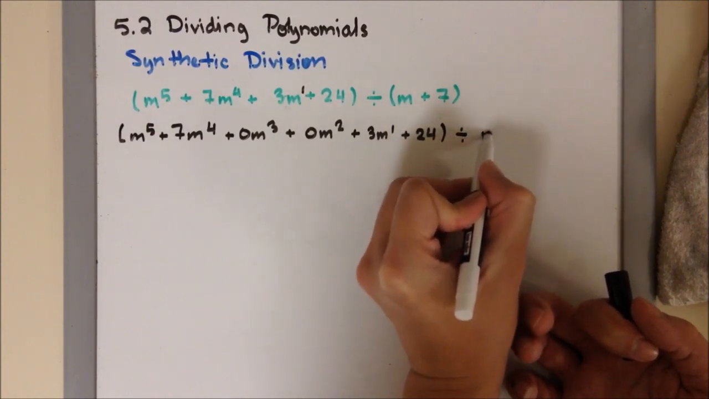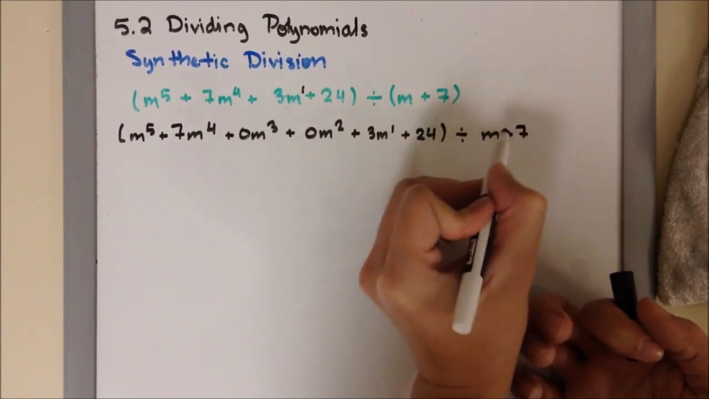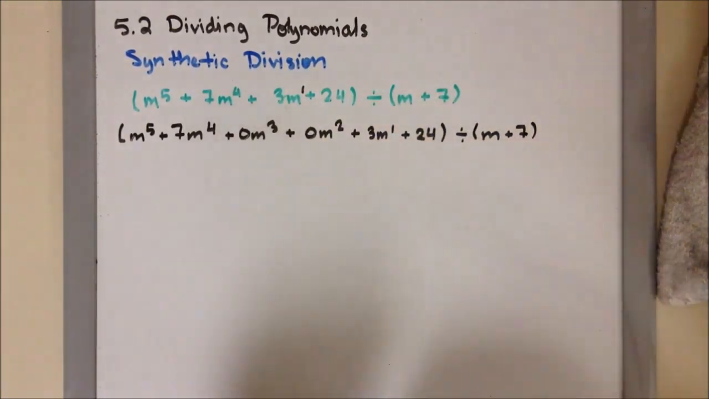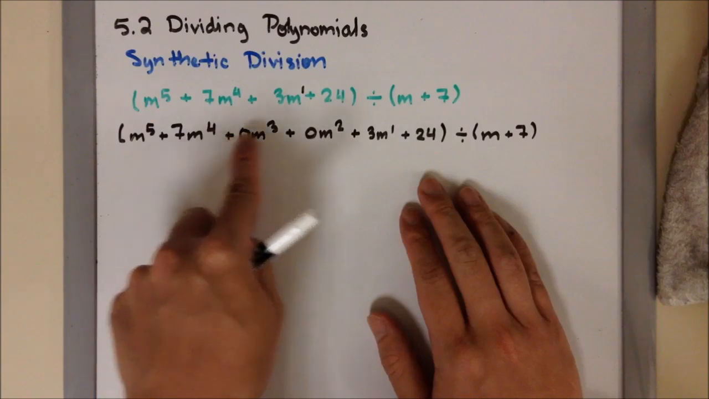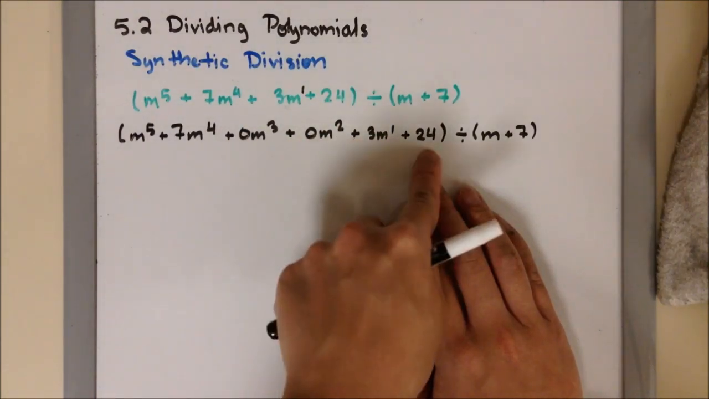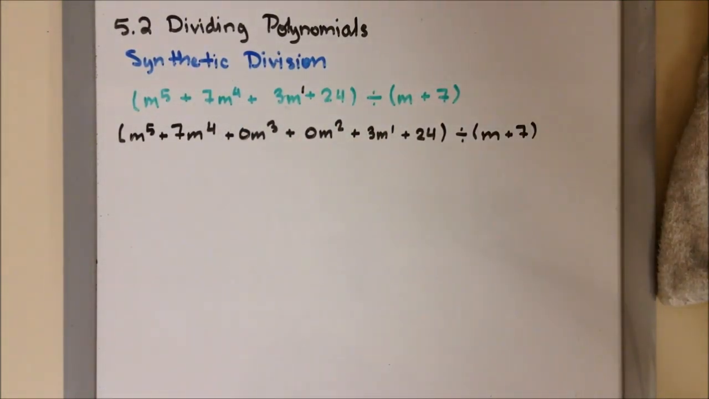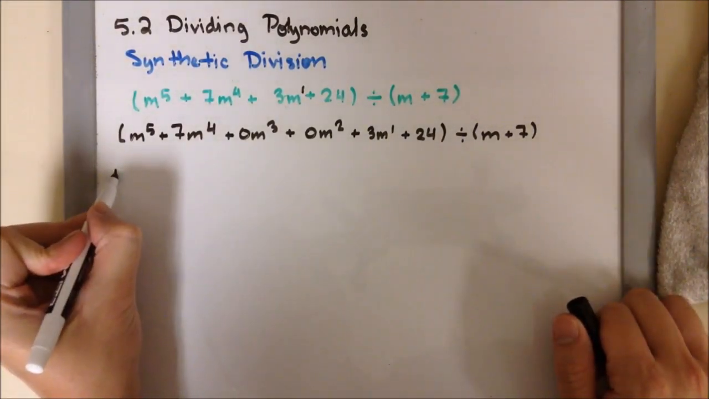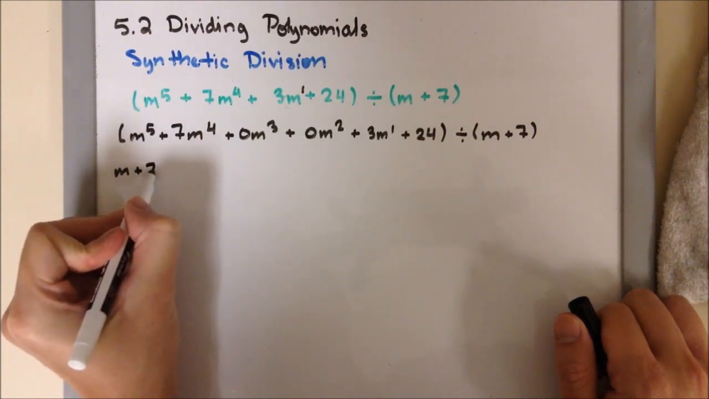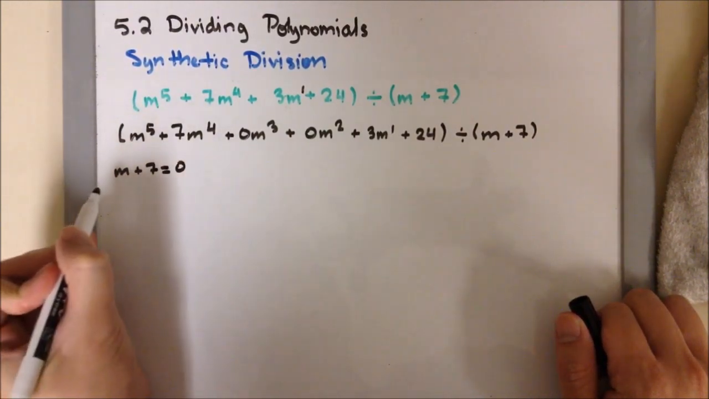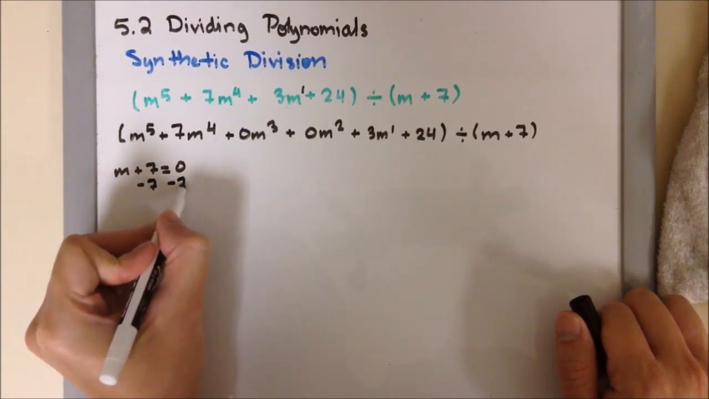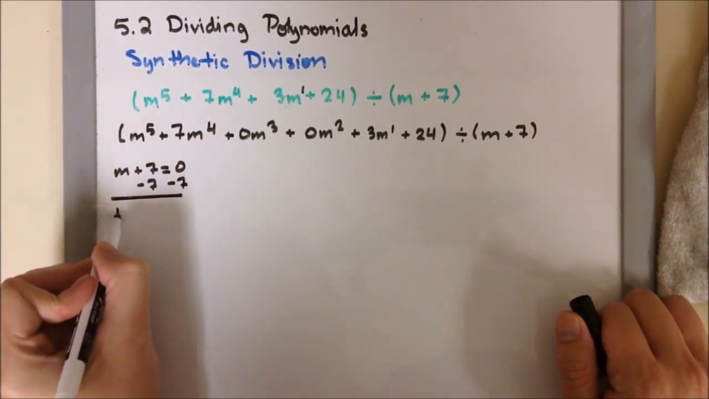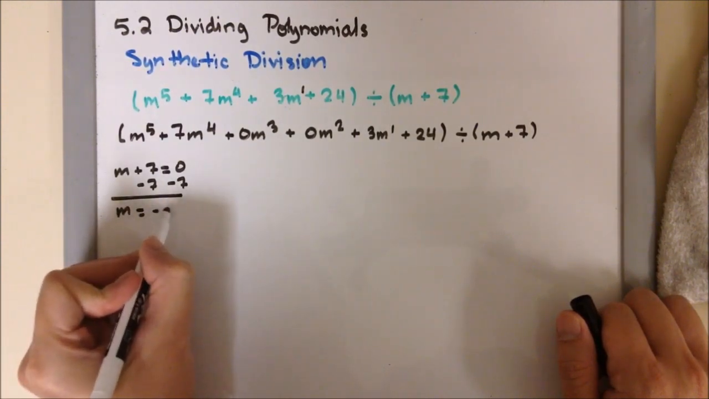And then our divisor. So, we're good to go. I got all my terms, 5th, 4th, 3rd, 2nd, 1st, and then the constant number. Good to go. Alright, so let's set it up. The first one, m plus 7. Since I set it equal to 0, I'm going to solve for it. So minus 7, minus 7. m is equal to negative 7.